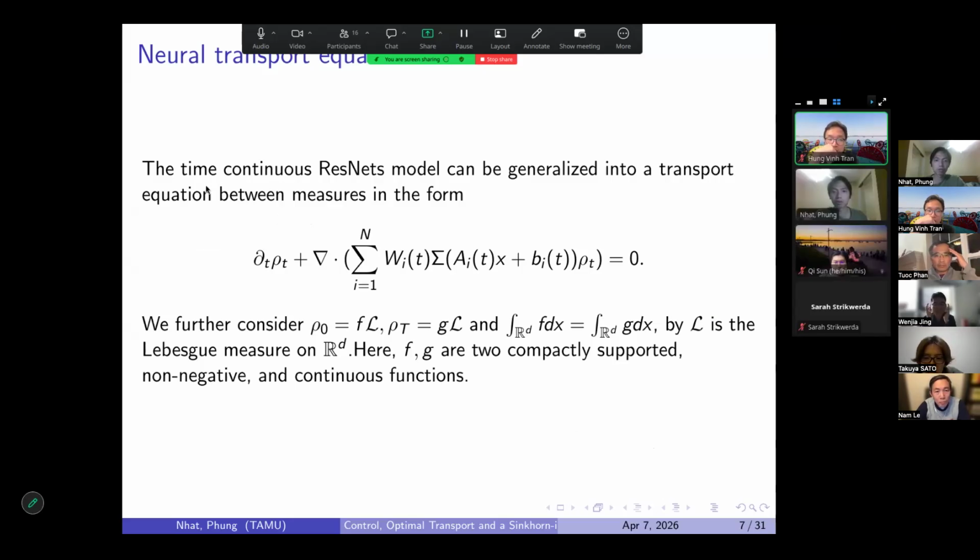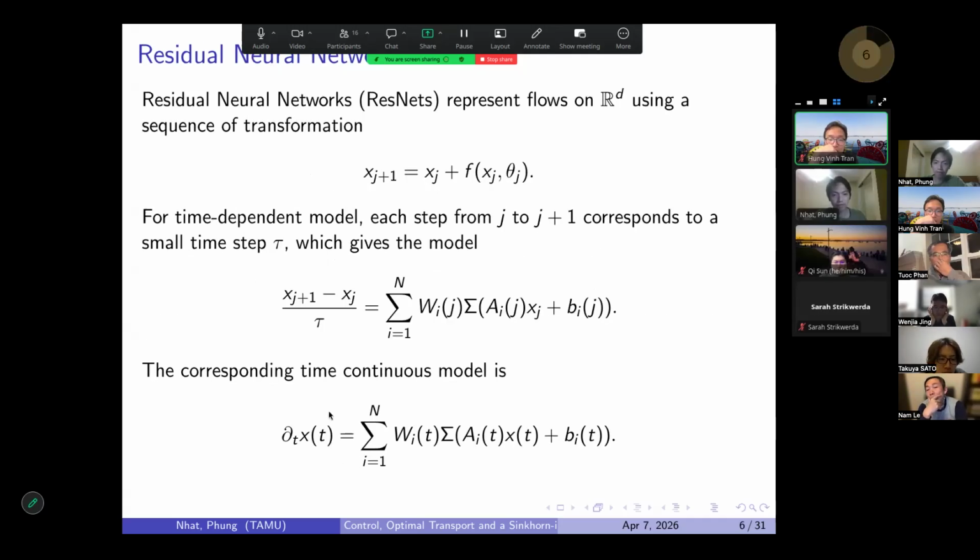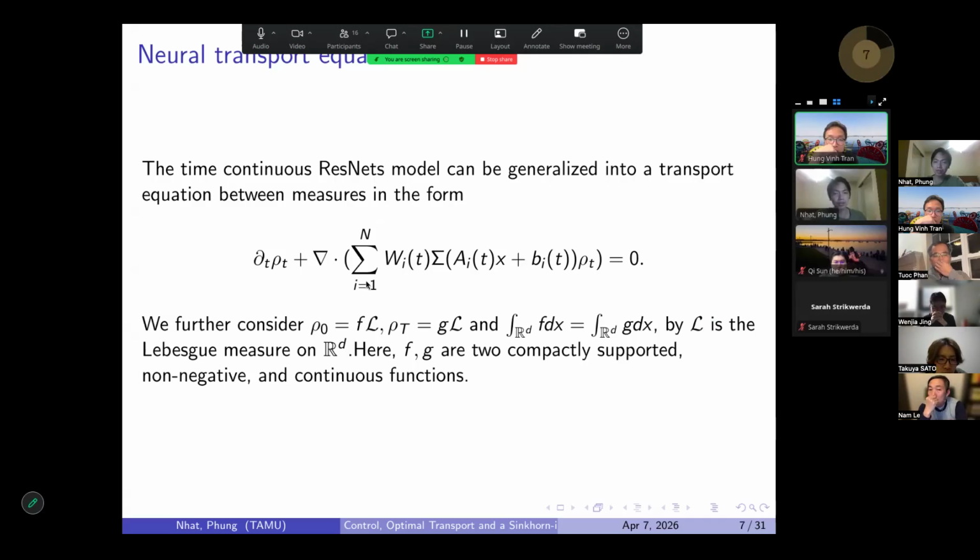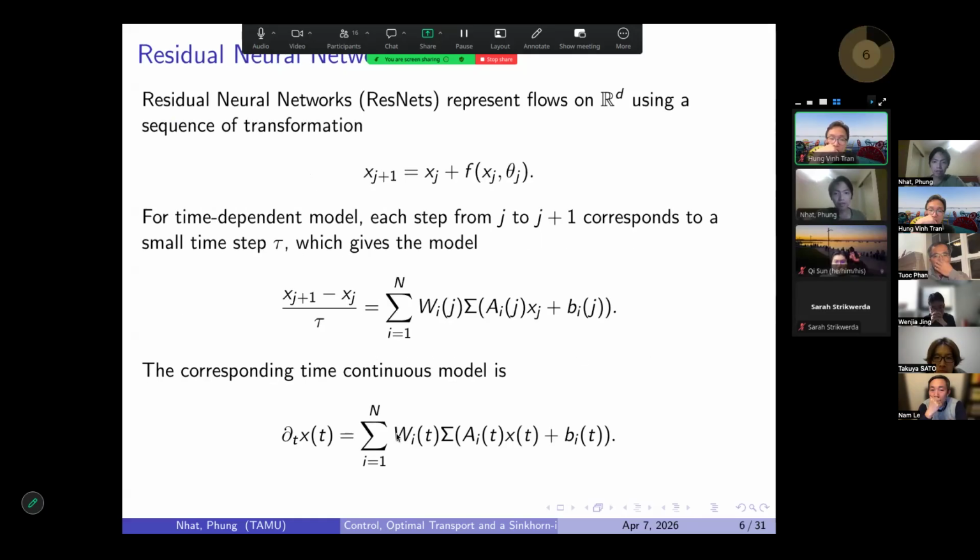The time-continuous model transforms into a transport equation between measures. Actually, when moving from this to this, we write it in weak form, and then we will need some density argument on the test function. We can derive this to this thing. It's a little bit of work.